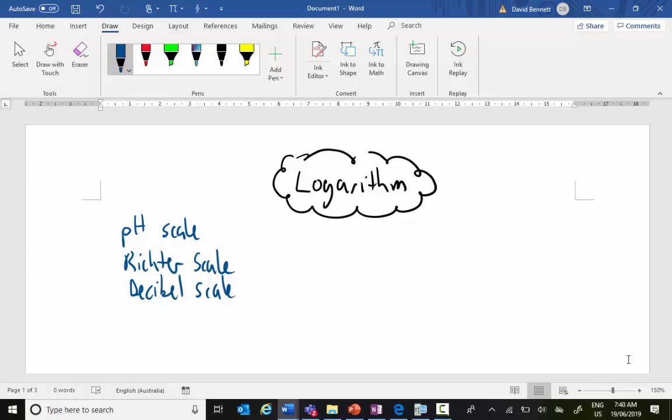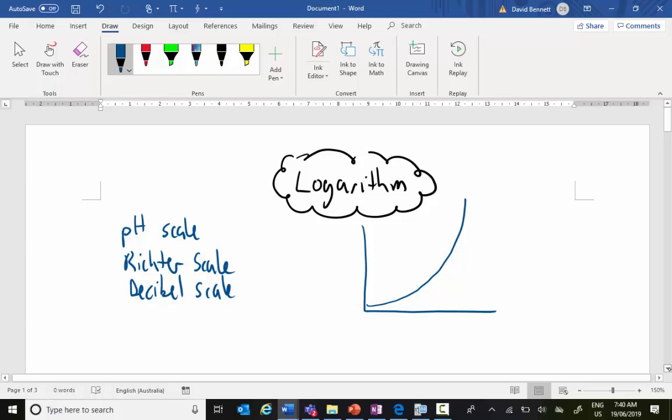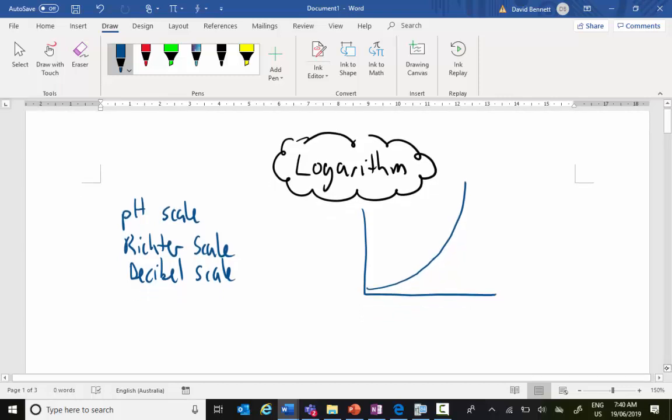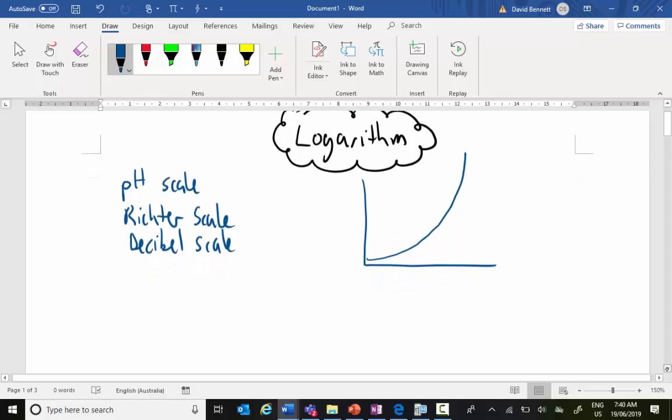So a normal logarithm graph would go something like this. It might go something like that. It's certainly not a linear relationship, and basically things get 10 times louder, or 10 times bigger, each time.